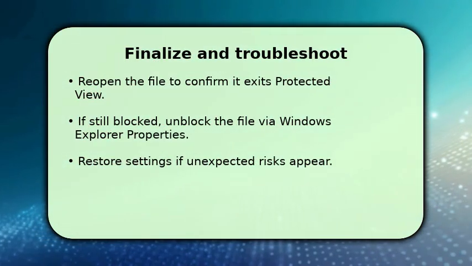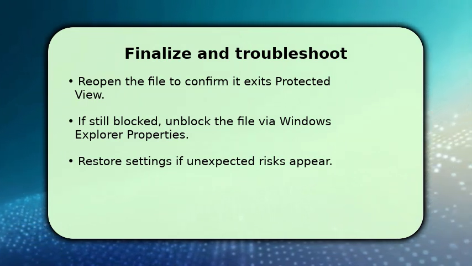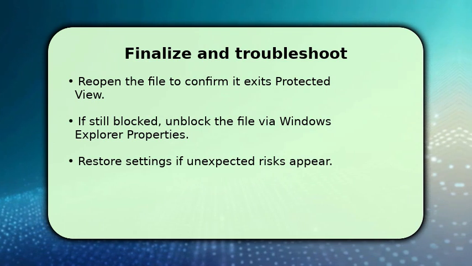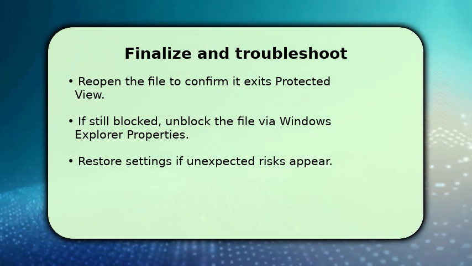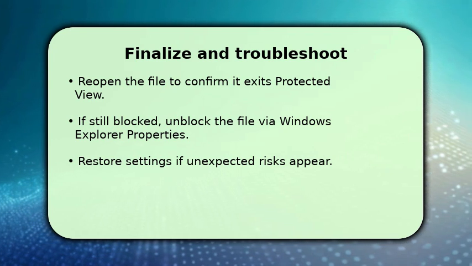Finish by testing the change. Close Excel and reopen the workbook. It should open normally now rather than in Protected View. If it remains blocked, right-click the file in Windows Explorer, choose Properties, and click Unblock if present, then reopen.